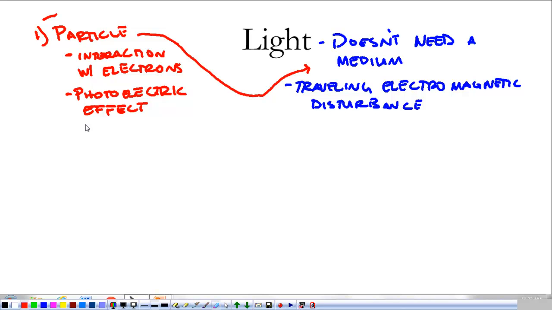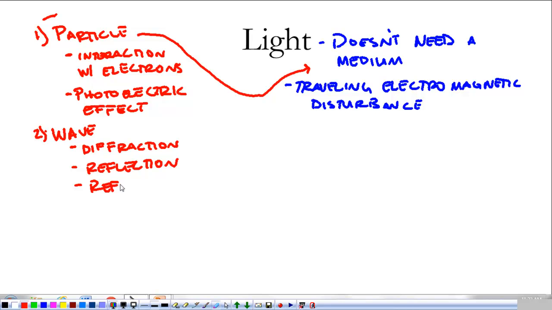The other way, and the way that we're really going to concentrate on light, is that it behaves like a wave. And this is what we're used to thinking of light as. So for a wave, we see it in diffraction. Talk about that a little bit. We'll see it in reflection, obviously. And we'll see that in refraction. All three of these things sort of give us evidence that light behaves like a wave, like everything else does.